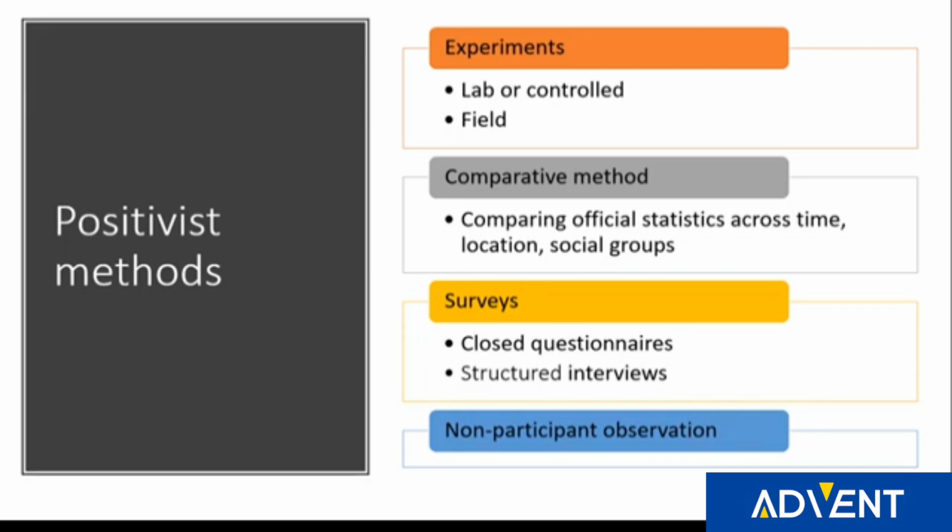Other methods used by positivists are surveys, but surveys that have a more rigid structure such as closed questionnaires and structured interviews. This is because these methods can be easily quantified and replicated, which gives them more reliability. Finally, positivists would prefer non-participant observations, as they are more detached than participant observations and behaviours can be observed from a distance without researcher interference.